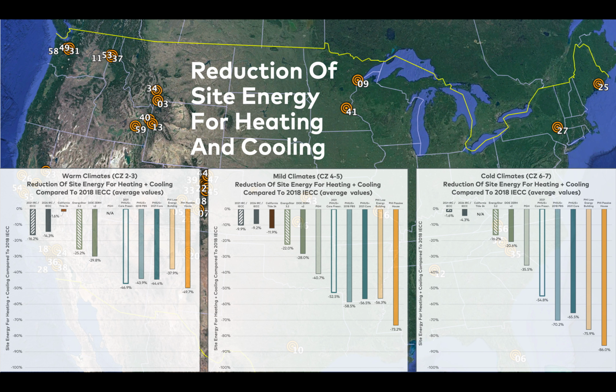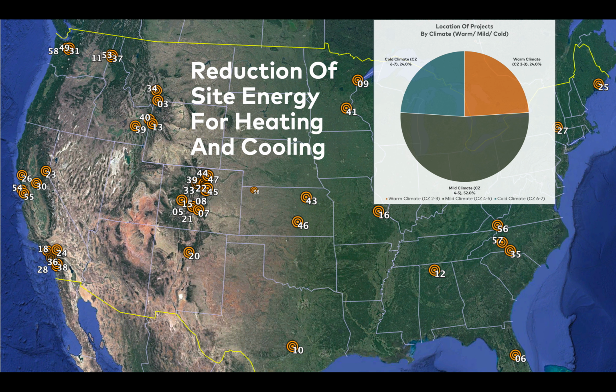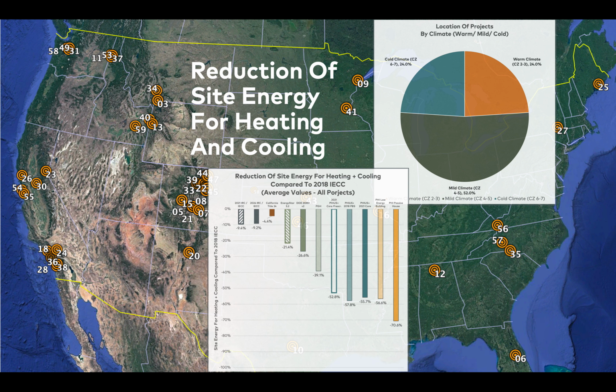Now, looking at the overall, remember that we intentionally have a split. A quarter of the projects are in warm climate, about half the projects are in mild climate zone, and the remaining quarter are in cold climate, and that of course impacts the overall results. Overall, on average, you can expect about 9% reduction compared to the 2018 Energy Code if you adopt the 2021 or the 2024 Energy Code.